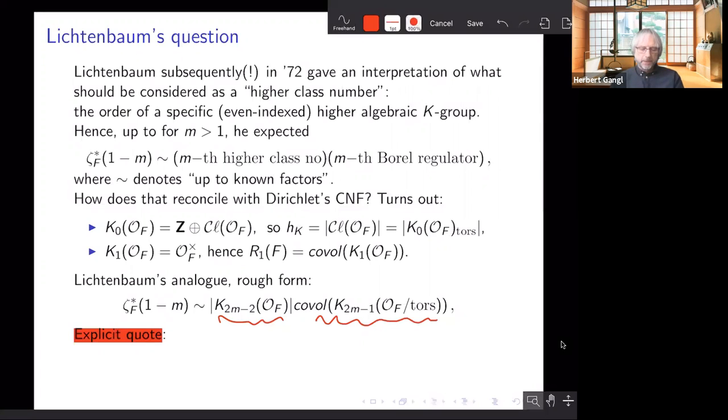And I was not able to find the original, which I wanted. So Lichtenbaum's explicit quote. He simply asked the question, but now it has become Lichtenbaum's conjecture. Okay, so is there such a relationship?